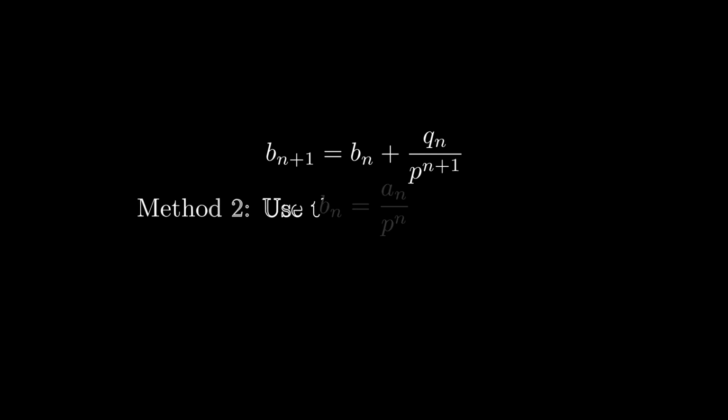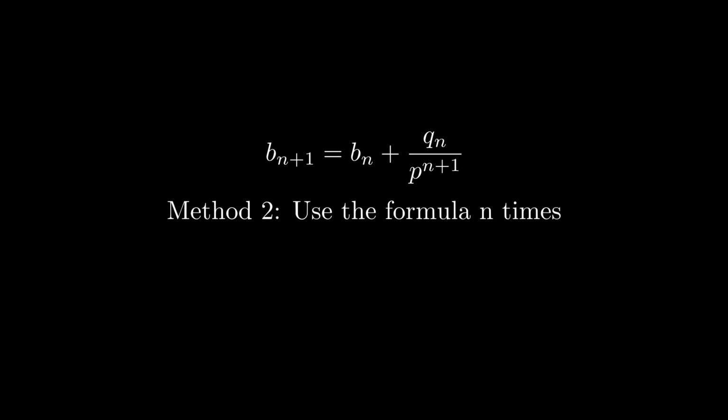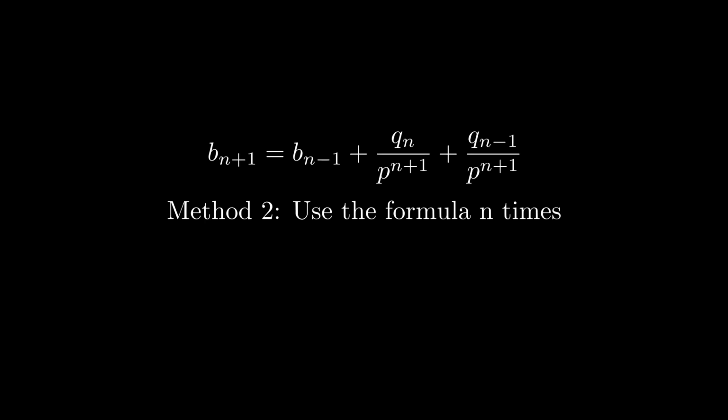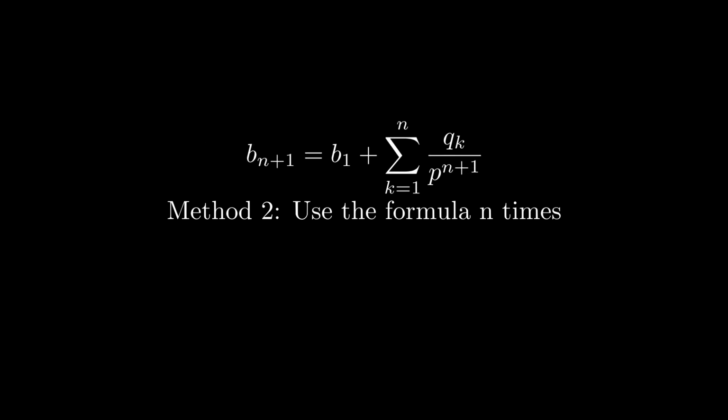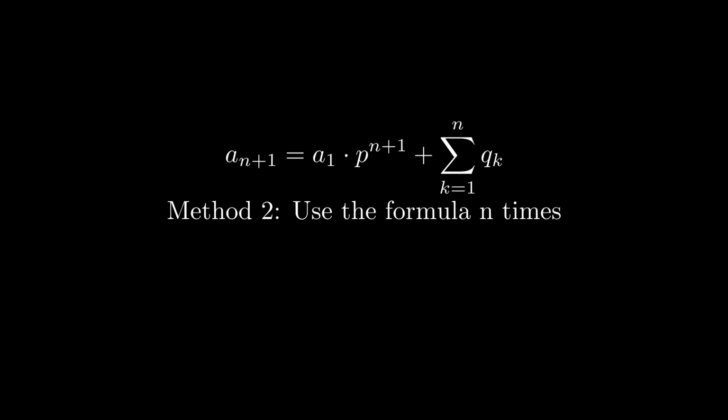The easiest and most obvious way to do it is just by using the formula we have, or in this case, applying it n times. So we apply it once, twice, and now it should be quite clear how to reduce this to b1. Remember to undo the substitution to get back to a.